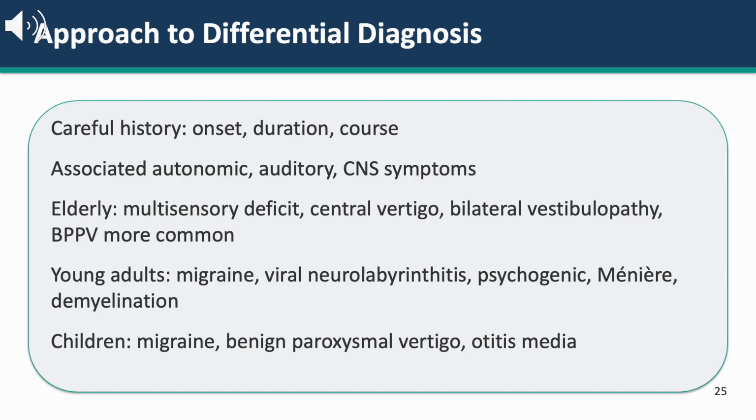Common causes of vertigo in young adults include migraine-associated vertigo, viral neurolabyrinthitis, psychogenic dizziness, Meniere syndrome, trauma, toxins, and demyelination. In children, common causes include migraine, benign paroxysmal vertigo, otitis media, and viral neurolabyrinthitis.